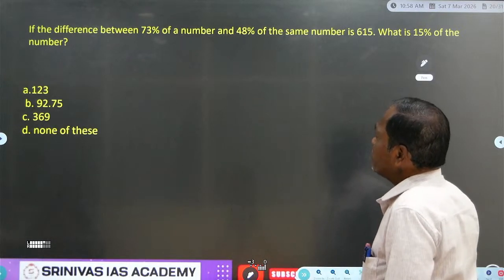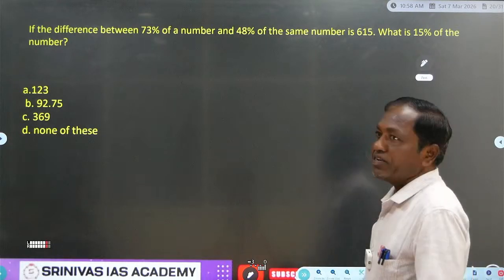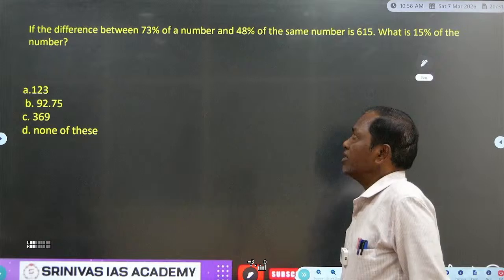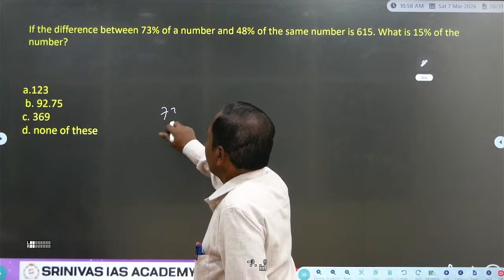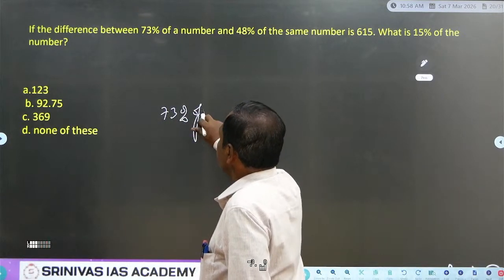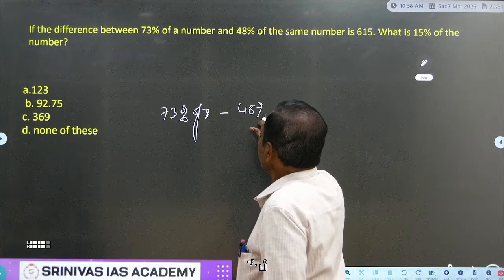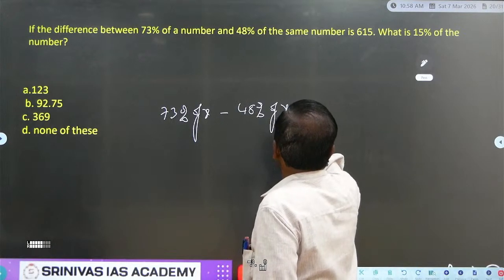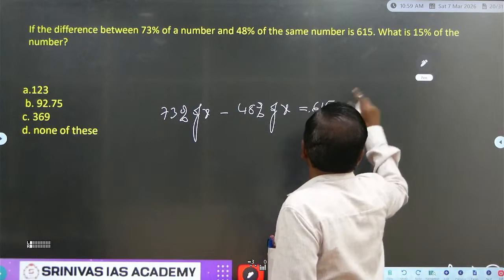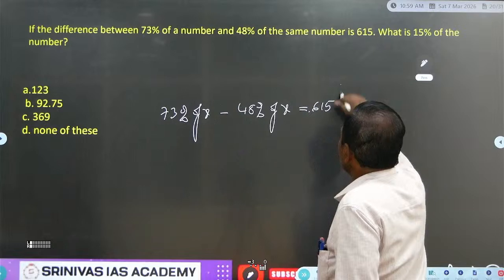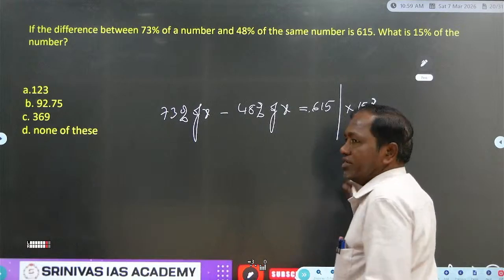Now, if the difference between 73% of a number and 48% of the same number is 615, what is 15% of that number? Little extended question this is. See, 73% of x minus 48% of x is 615. What is 15% of that number? This is the question.